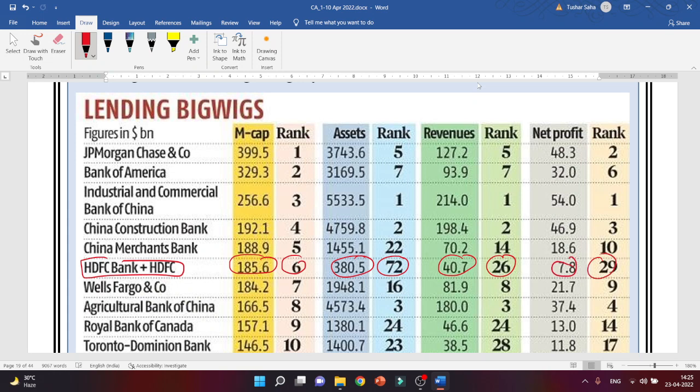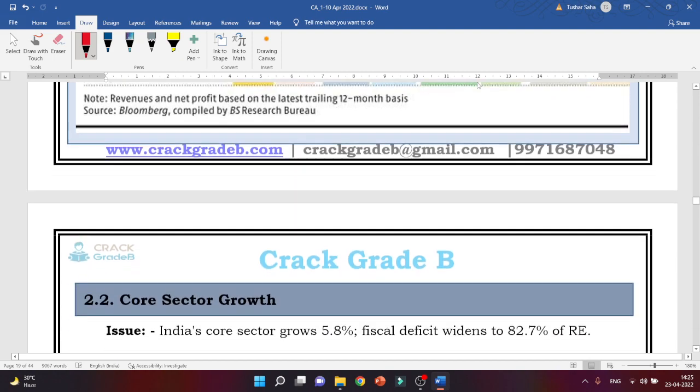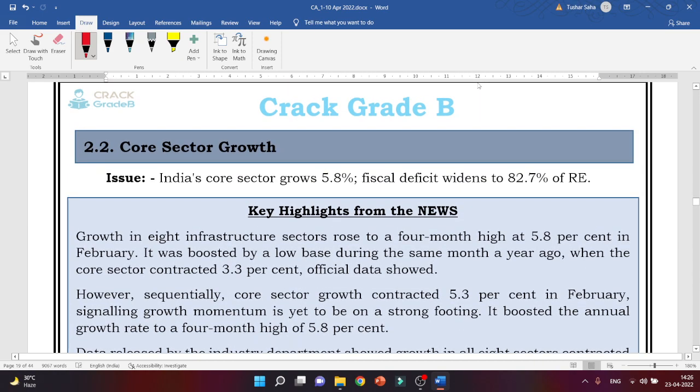So this would be the size of HDFC group after the merger, which will eventually become HDFC Bank, right? So who is at number 1? It's JP Morgan, right? Bank of America, mostly American banks, and then comes the Chinese banks in the next 3 positions. Okay, so let's move to the next one, core sector growth, right?